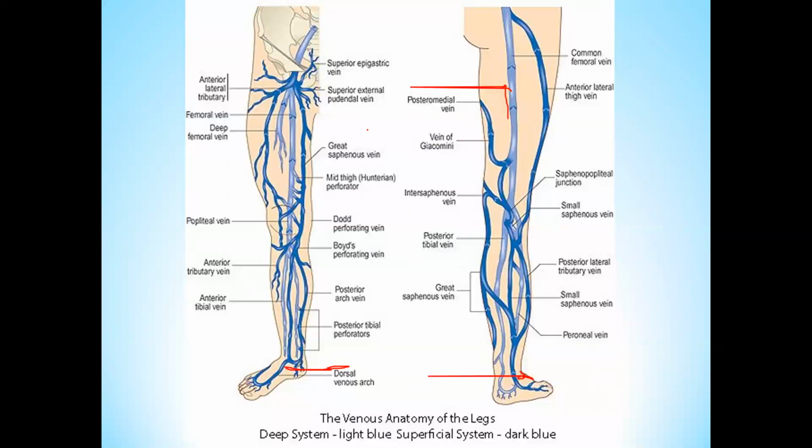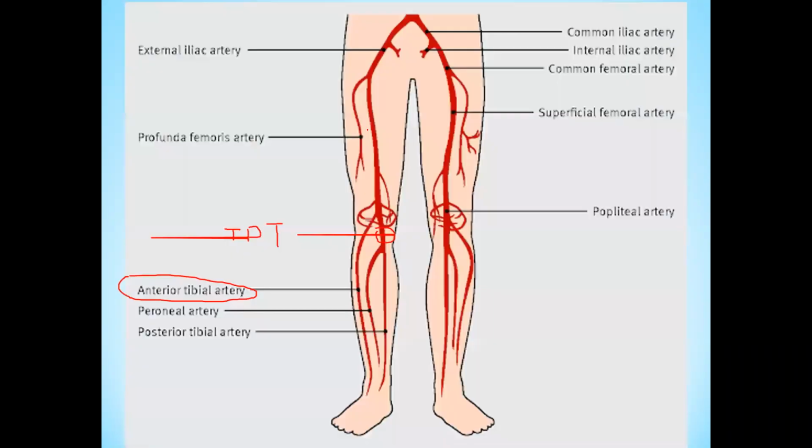So that was all about the main anatomy of the venous and arterial vascular system of the lower leg. Now we are coming towards the sonographic techniques.